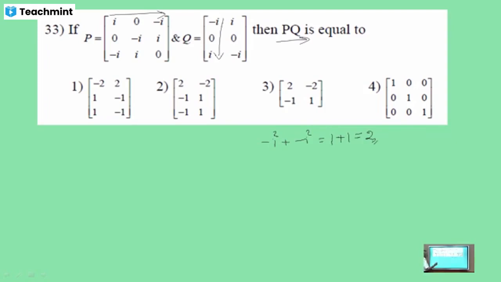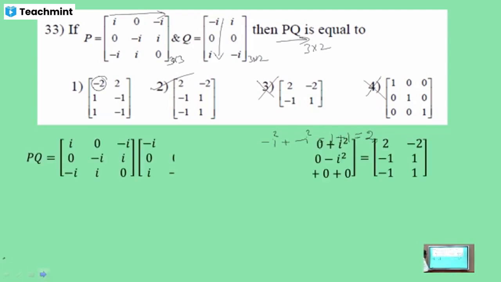The first matrix is of order 3 cross 3 and the second is of order 3 cross 2, so the generated matrix is of order 3 cross 2. It must have 3 rows and 2 columns. By the elimination method, the third and fourth options are ruled out, leaving the first and second. In the first matrix the first element is minus 2, in the second matrix the first element is 2, hence your solution is the second option.